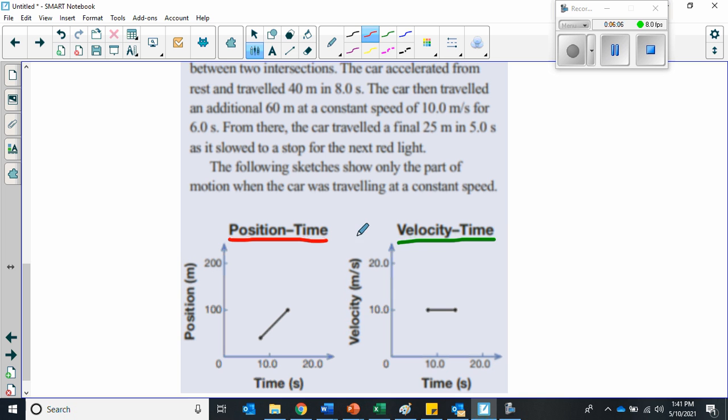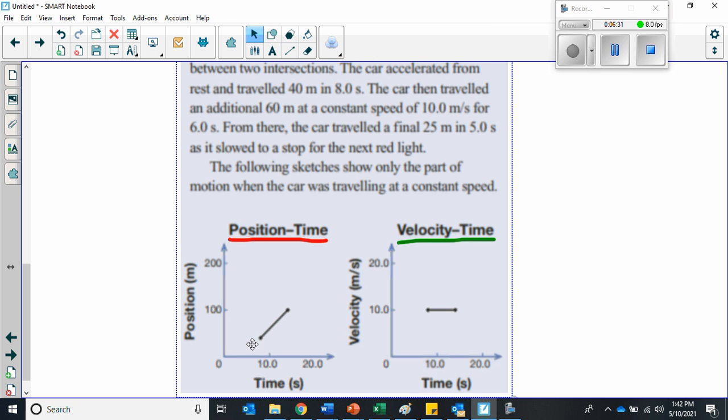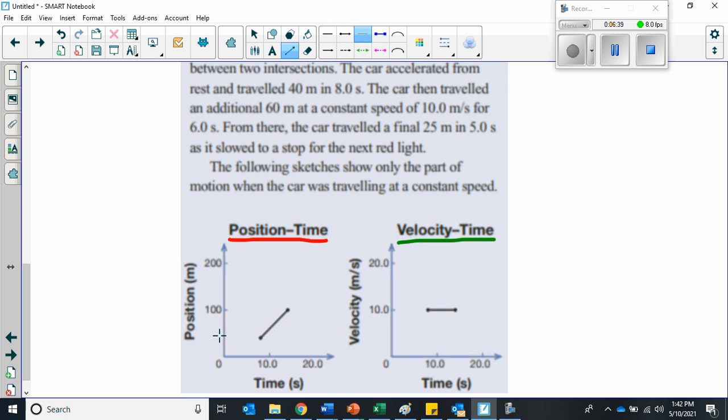Question says the car accelerated from rest, so that means right here, 0, 0, and traveled 40 meters in 8 seconds. So that's right about there. All I need to do now is connect the line, and hopefully we can draw a nice straight line, straighter than what I kind of did. Okay, but we have it there. Perfect. So I got my nice red line from point to point.